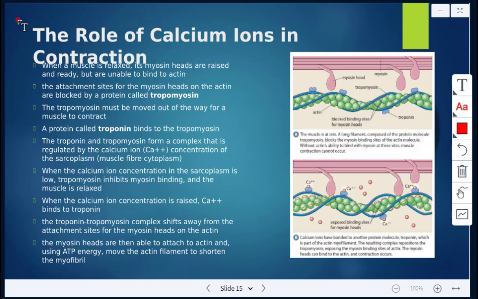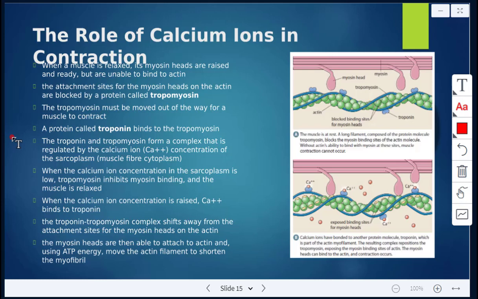So when a muscle is relaxed, its myosin heads are raised and ready, but they are unable to bind to actin. The attachment sites for the myosin heads on the actin are blocked by a protein called tropomyosin, which we can see here in the blue. That tropomyosin has to be removed out of the way for a muscle to contract. There's a protein called troponin, shown here, and it binds to the tropomyosin.